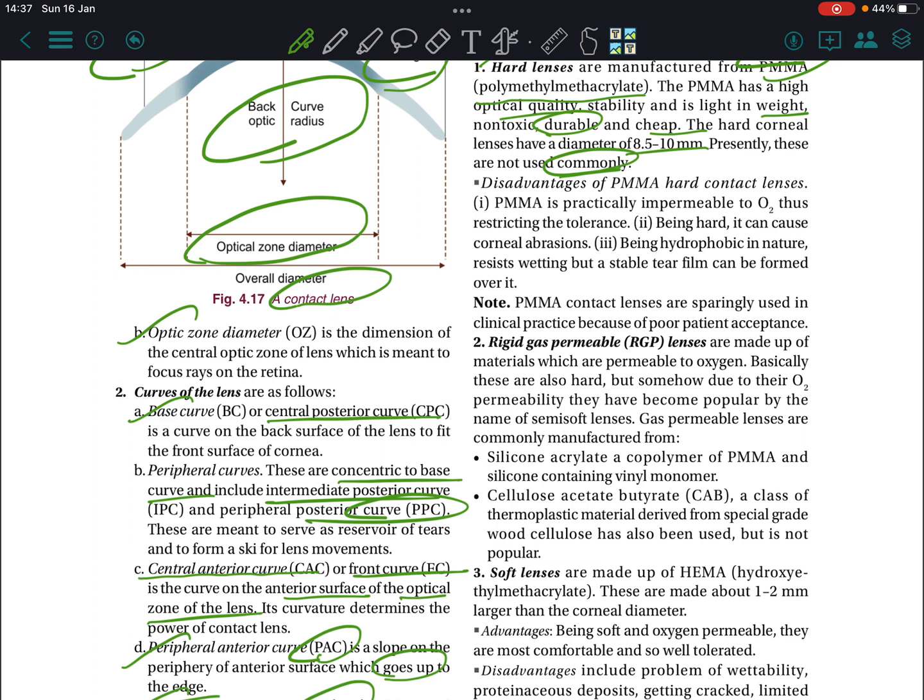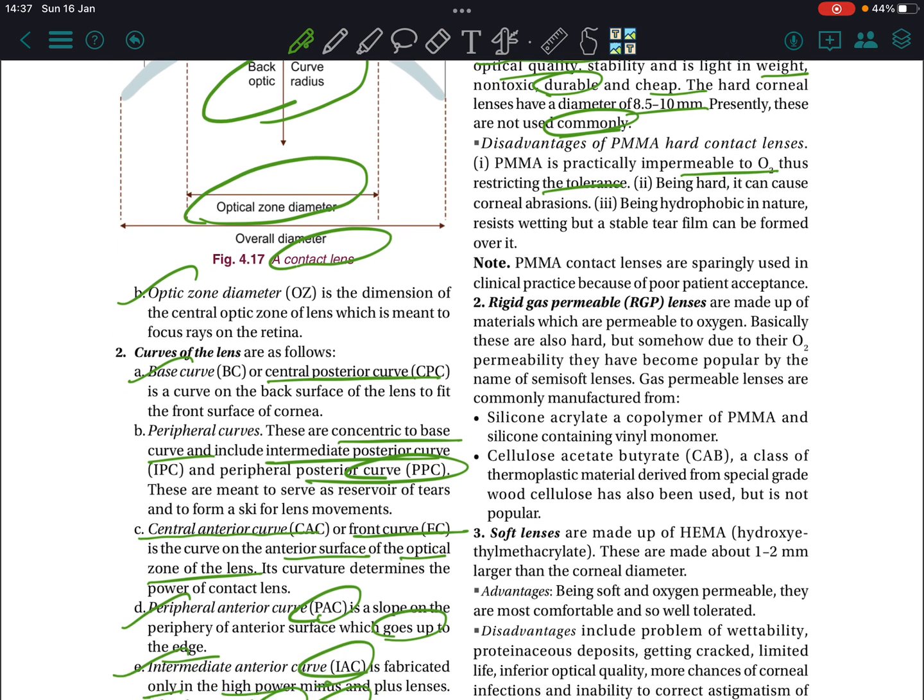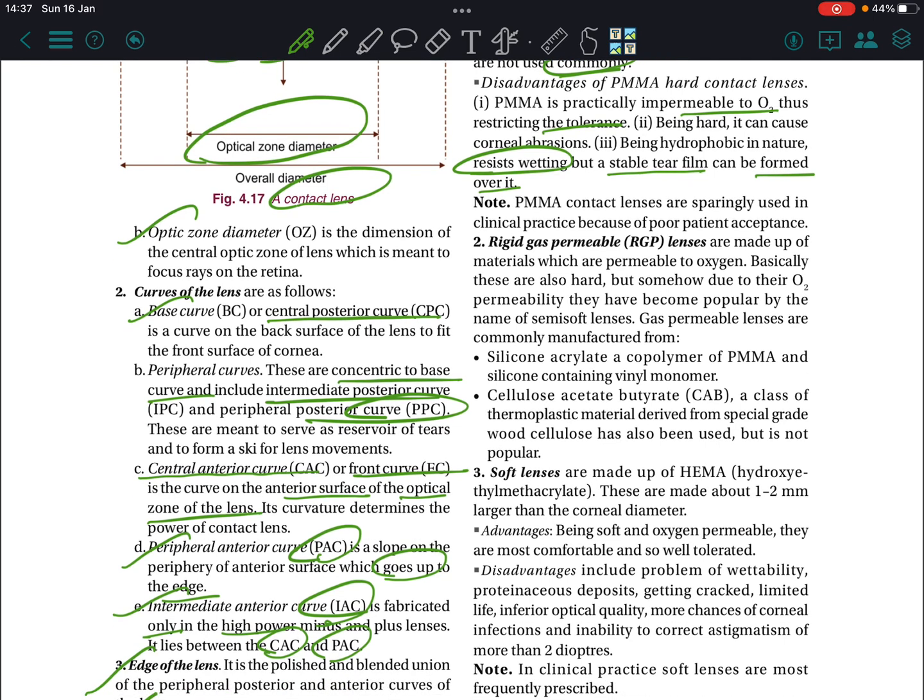Disadvantages of PMMA contact lens: practically impermeable to water, thus poor tolerance. Being hard, it can cause corneal abrasion. Being hydrophobic in nature, it resists wetting, but a stable tear film can be formed over it. PMMA lenses are sparingly used in clinical practice because of poor patient acceptance.